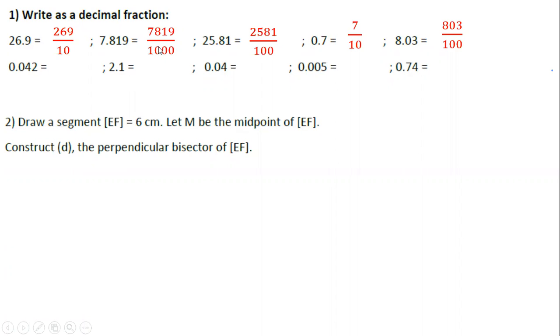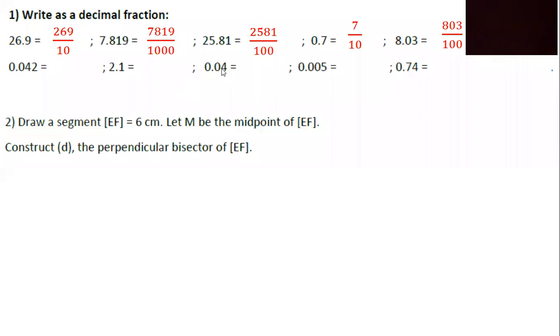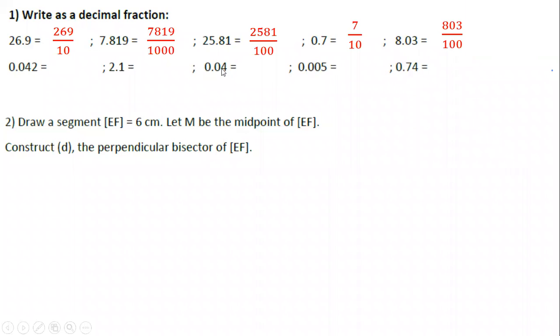Now we have 2.1. I want to ask Ali Skaiki. Yes, miss. 2.1. What is the denominator? The denominator is 10. The numerator? 21. Maya, 0.04. What is the denominator? The denominator is 10. I mean 100. The numerator?